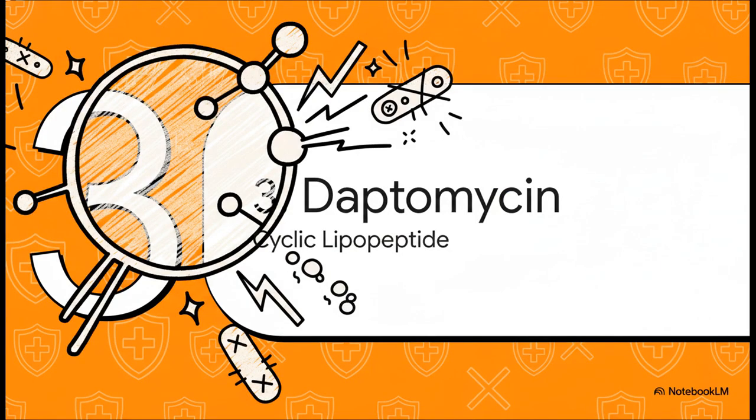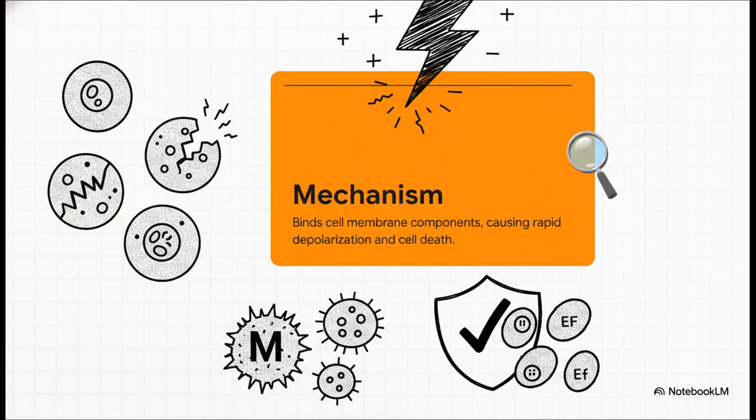Moving right along to Section 3, Daptomycin, the cyclic lipopeptide. Now we transition to a really vital tool for those severe, resistant gram-positive infections. Daptomycin has a very unique mechanism. It binds directly to cell membrane components, and it causes rapid depolarization of the bacteria. This immediately shuts down all intracellular replication processes, including protein synthesis, which leads to rapid cell death. So it has concentration-dependent activity.